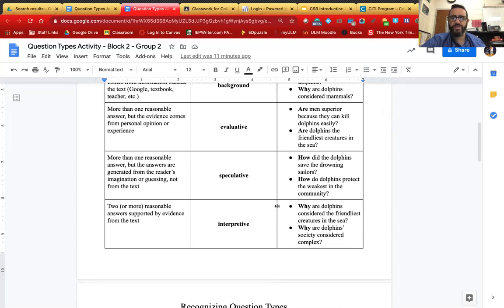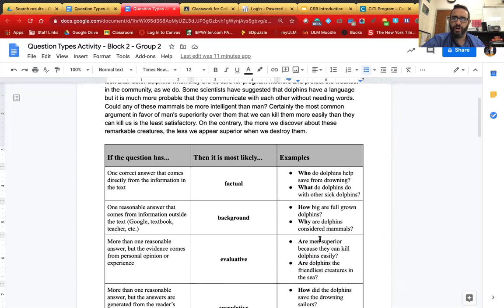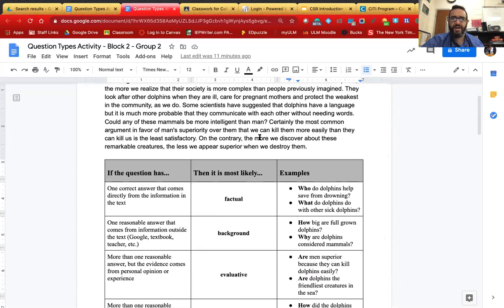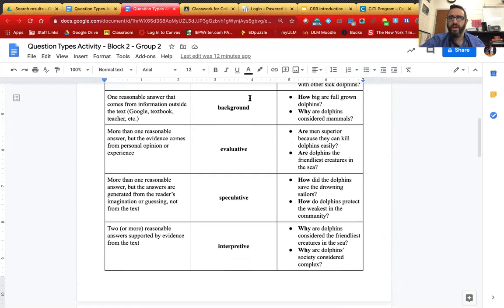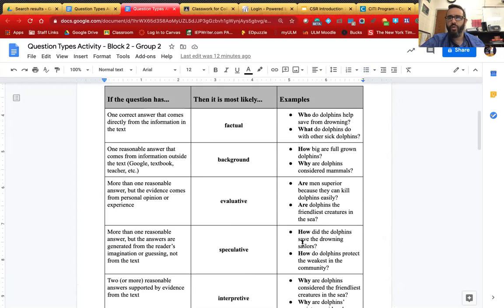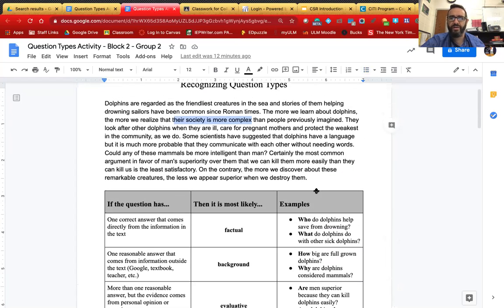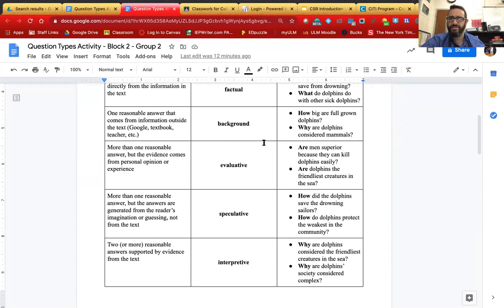The other interpretive question I have is, why is dolphin society considered complex? Again, we're going to agree that the author just said right here that their society is complex. We're just going to say that that's a true statement. We're not going to give our opinion on that. But now we're going to explain why. So what in the text makes us think that it's a more complex society? Well, again, they care for each other, right? They have a language, right? Maybe, but they might need to communicate without words, right? So those are some questions, but information from the text helps build our answers, okay?